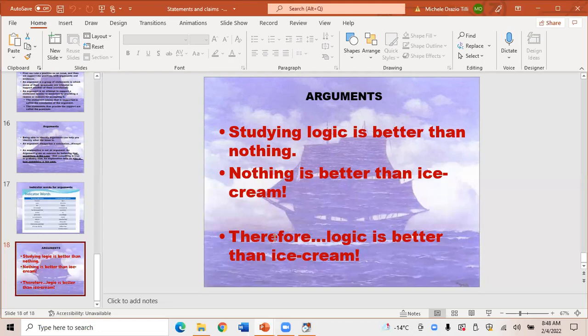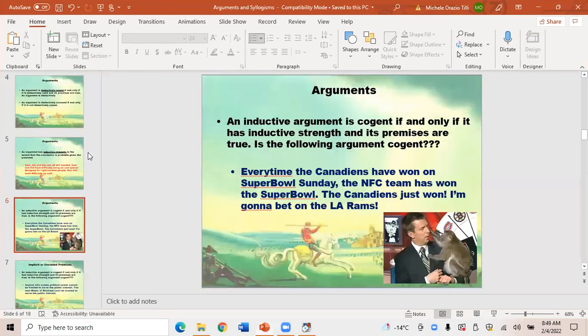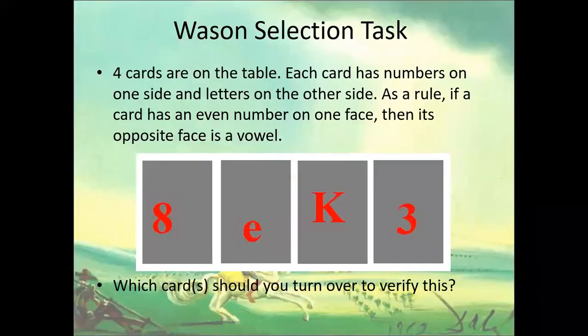Okay, studying logic is better than nothing. Nothing is better than ice cream. Therefore, logic is better than ice cream. So that's an example of a deductive argument. So let's talk about inductive arguments and deductive arguments. We'll spend more time talking about inductive arguments next class.